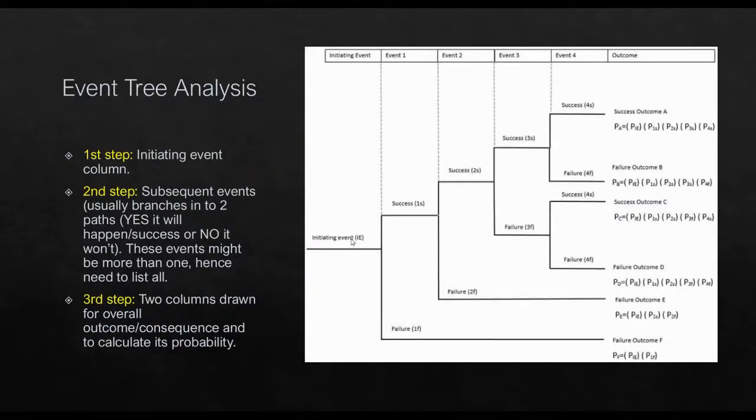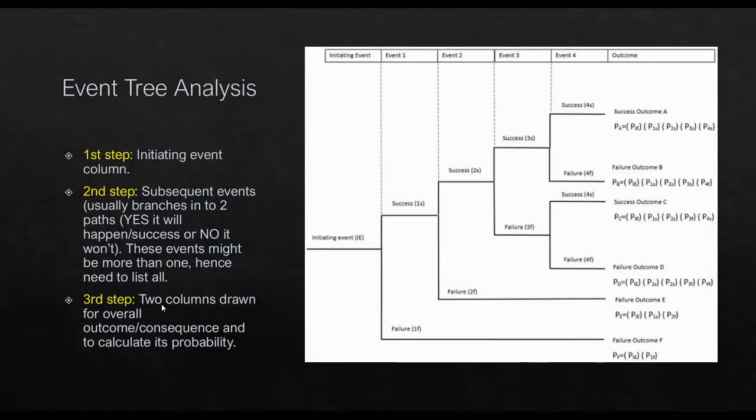So this is an example of the event tree analysis. The first step is the initiating event column. This is the first layer. The second step is subsequent events, usually branching in two parts: yes, it will happen or success, or no. Success or failure, only two branches will come out from the initiating event. This event might be more than one, hence we need to list all. It can come out more than two, but the commonly used is two.